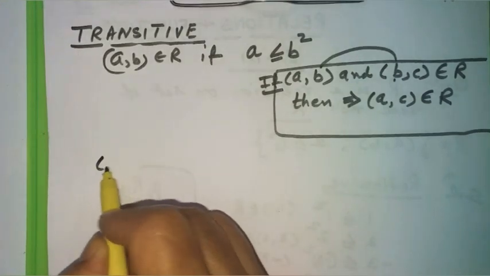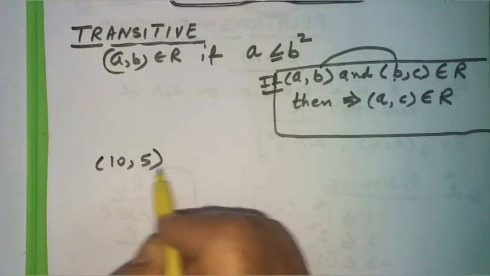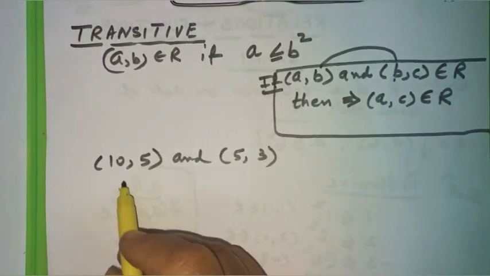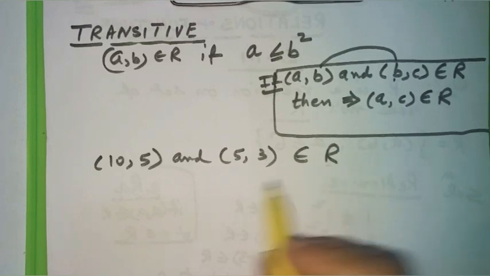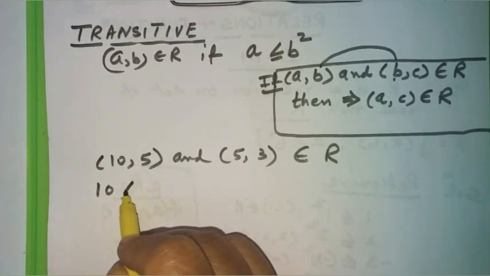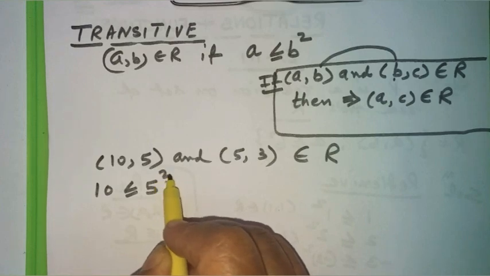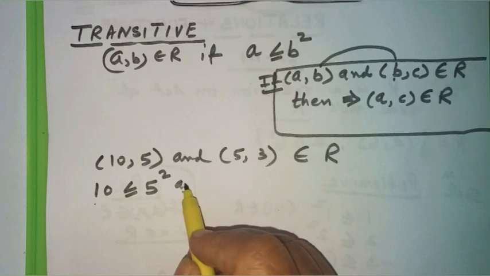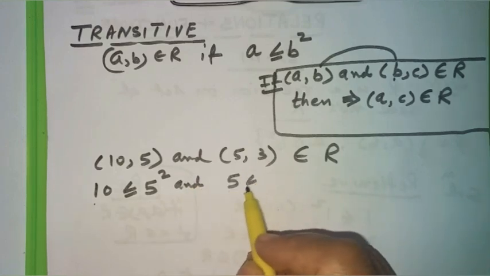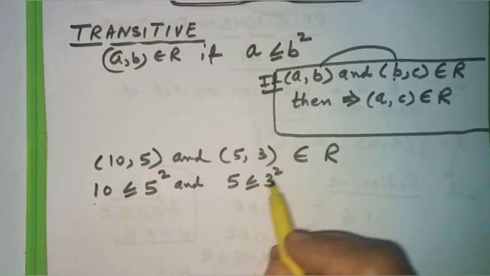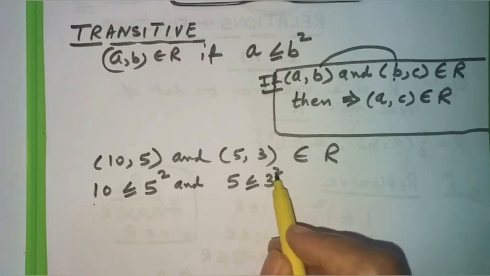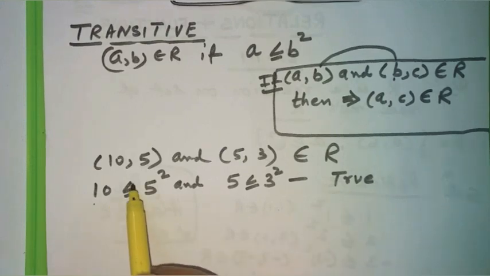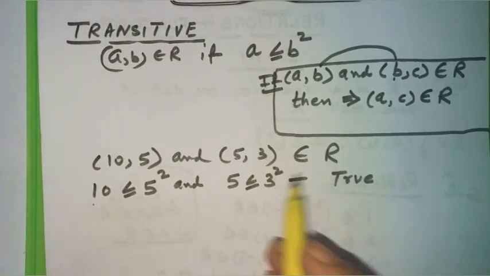Now, consider two ordered pairs (10, 5) and (5, 3). Both of them belong to R. Why? Because you can see 10 is less than or equal to 5 squared. 5 squared is 25 and 10 is less than or equal to 25, which is true. And also 5 is less than or equal to 3 squared, that is 5 is less than or equal to 9, which is also true. So, both these statements are true and therefore (10, 5) and (5, 3) belong to R.